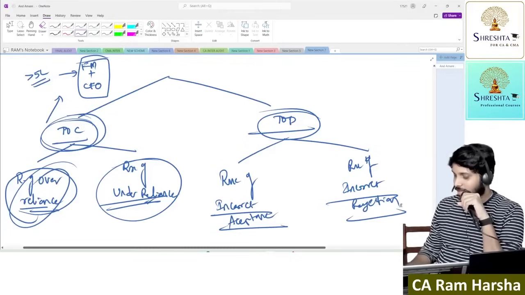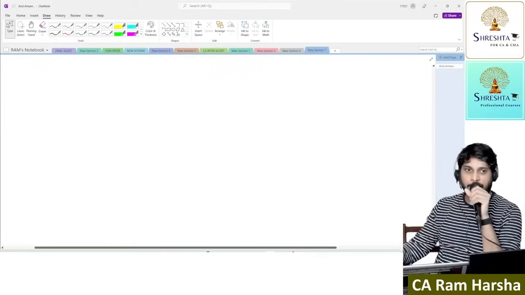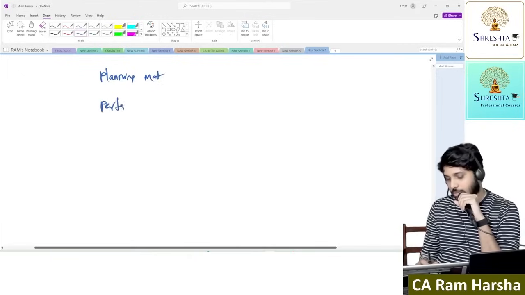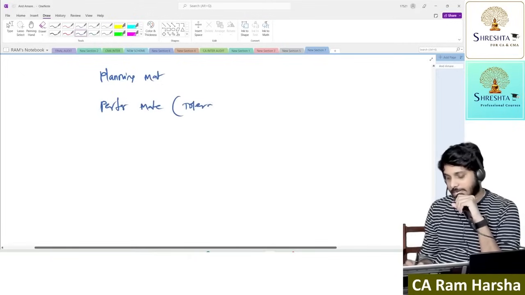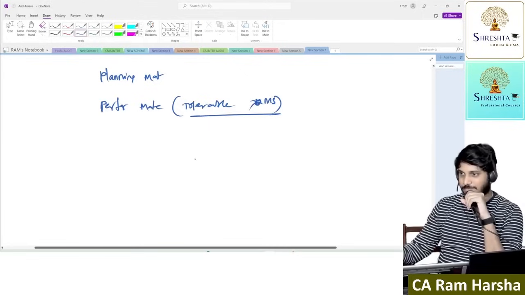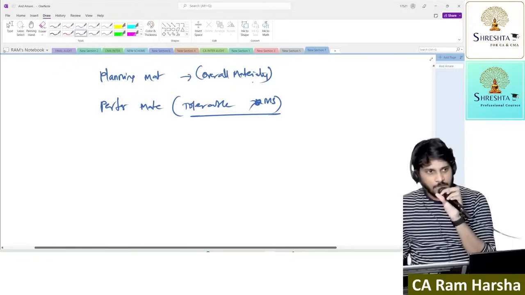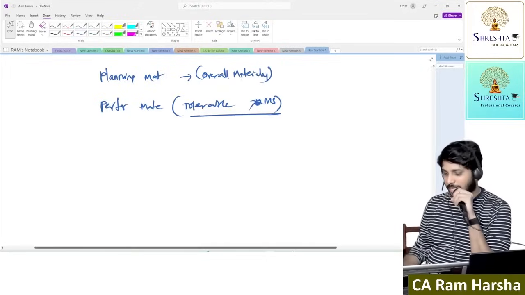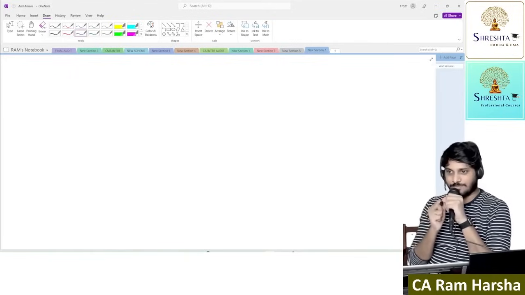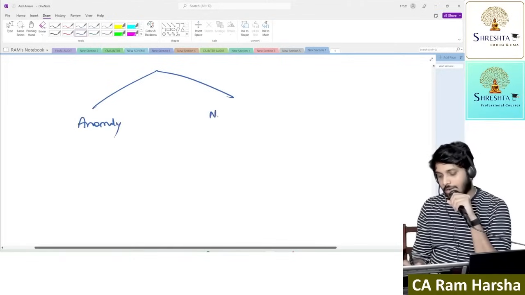I'll give you a glimpse of SA 320, the materiality standard. There are two materialities. One is called planning materiality. Another one is called performance materiality. This performance materiality in the sampling chapter can be correlated as tolerable misstatement. Planning materiality is also called overall materiality. Once you discover a mistake, first you need to interpret the mistake. What mistake is it? What is the nature of the mistake? The mistake is of two kinds: anomaly or non-anomaly.